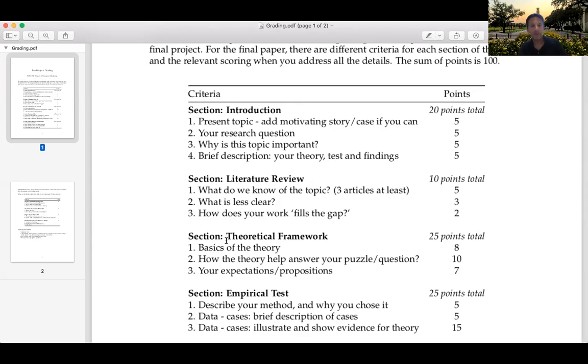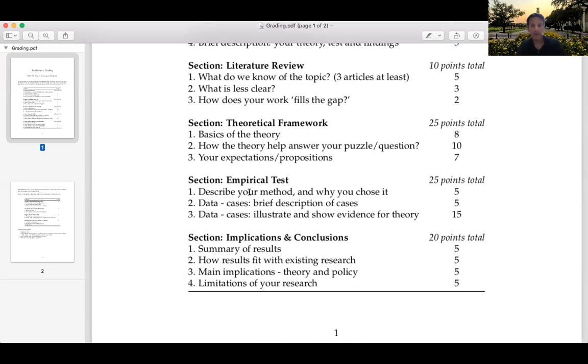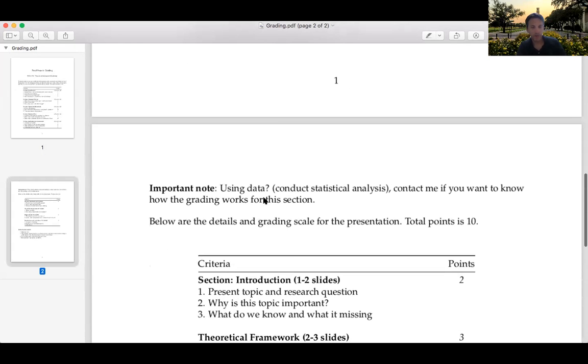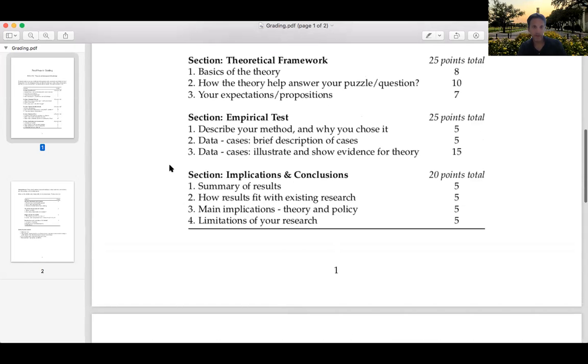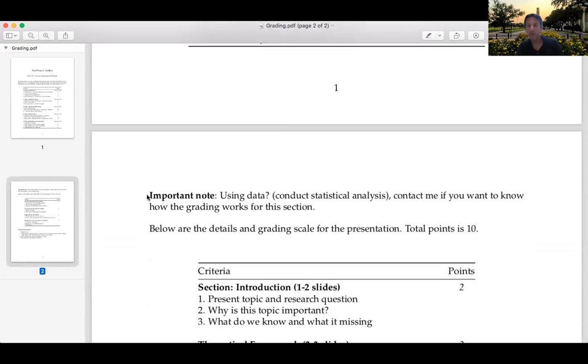Then, of course, you have the different points here that I'm going to provide you regarding the theory. The most important part for the theory section is how the theory helps explain the question that you're trying to answer. How do the different theoretical arguments explain that? For the empirical test, I gave you the details here for those of you who are going to use case studies, historical cases, to illustrate your theoretical arguments. If, as the note at the beginning of page 2 says, you're using quantitative data to run statistical analysis, I would encourage you to contact me and meet me in office hours so we can talk about exactly how I'm going to do the grading for this section.